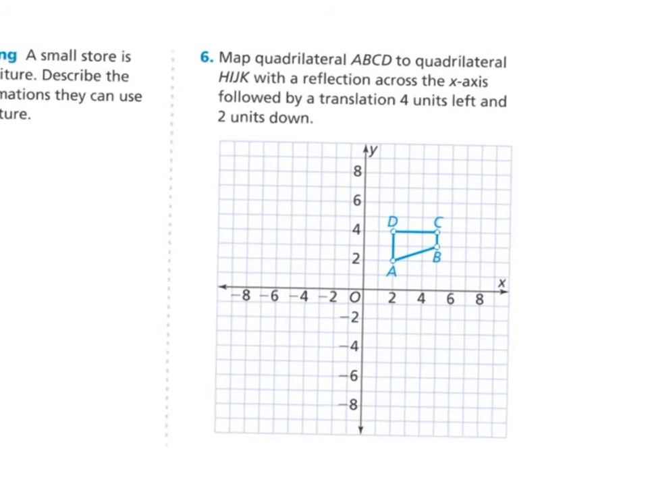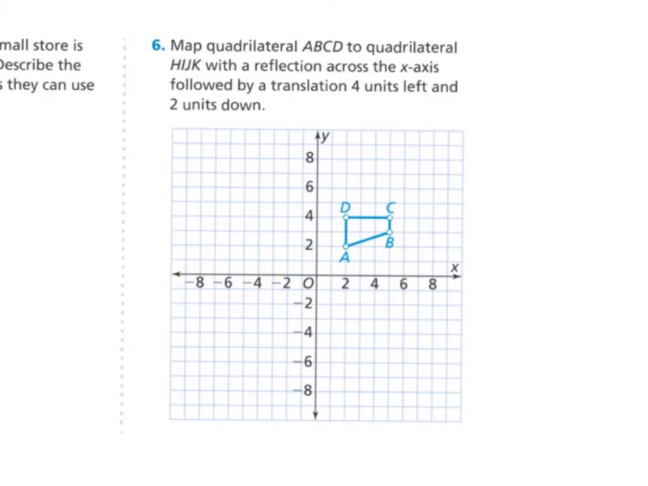Number 6, they want us to map this quadrilateral with a reflection across the x-axis followed by a translation 4 units to the left and 2 units down. So reflection across the x-axis, first of all, a little bit different on this problem, by the way. We're going from calling it ABCD to HIJK. So what that means, A will change to H. It's 2 above right now, we'll go 2 below, and be careful here because kind of where the numbers are kind of blocks where we might see one of our squares.